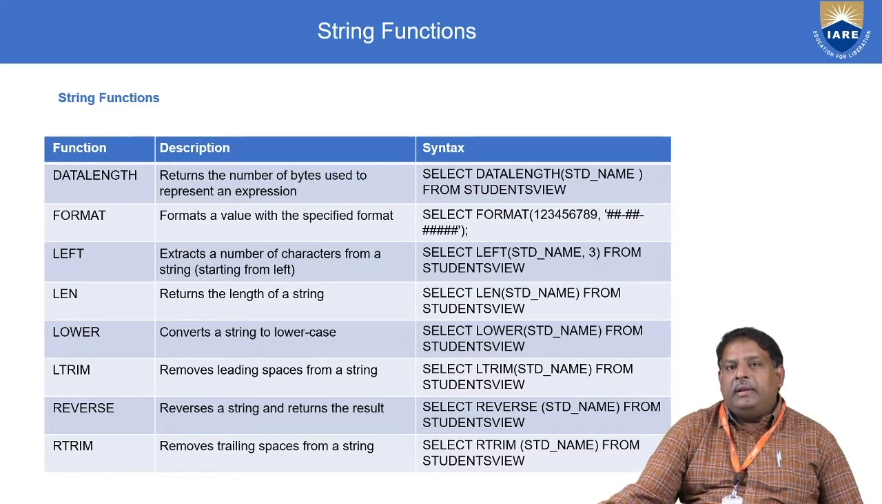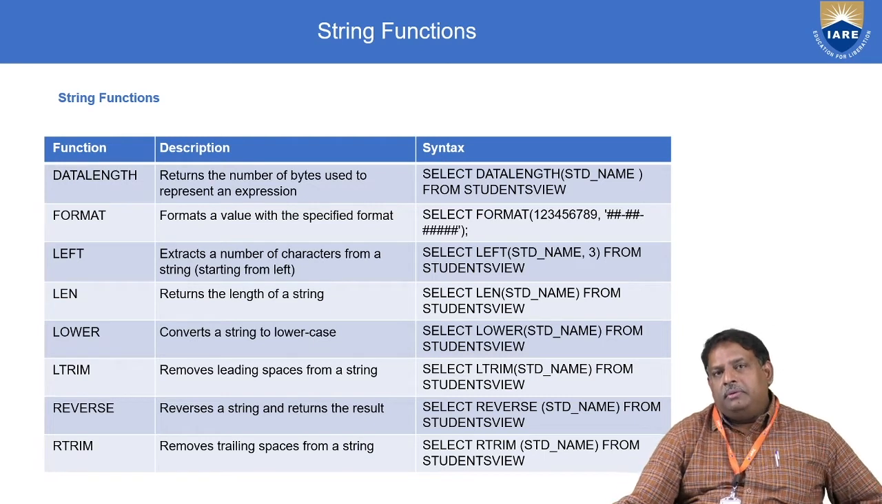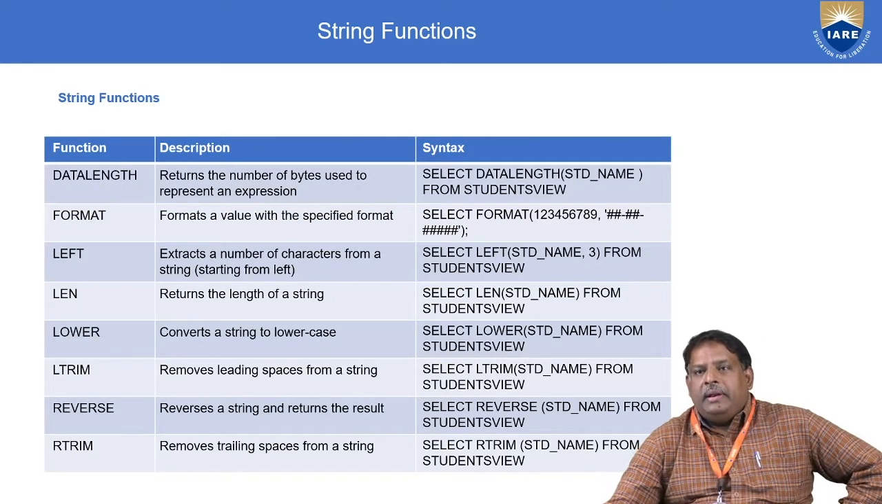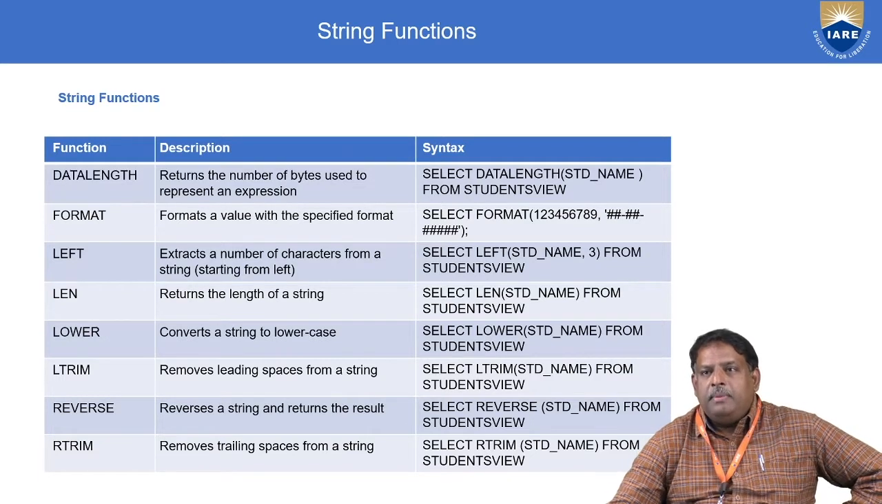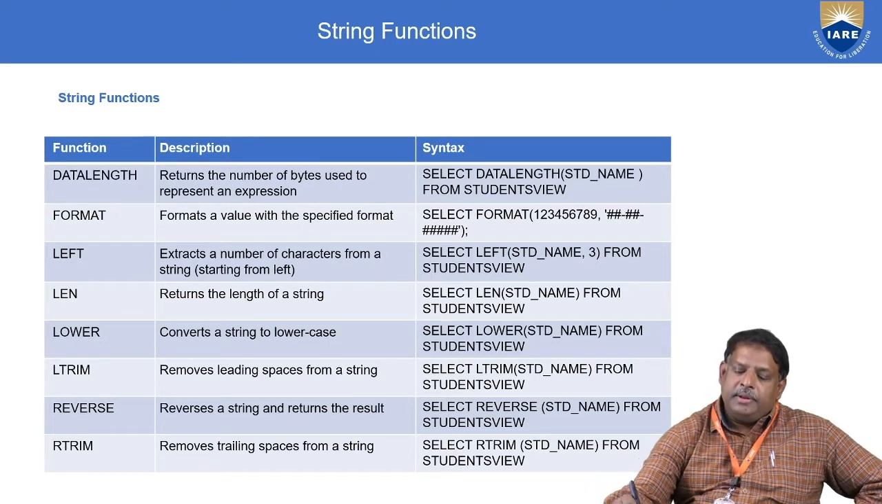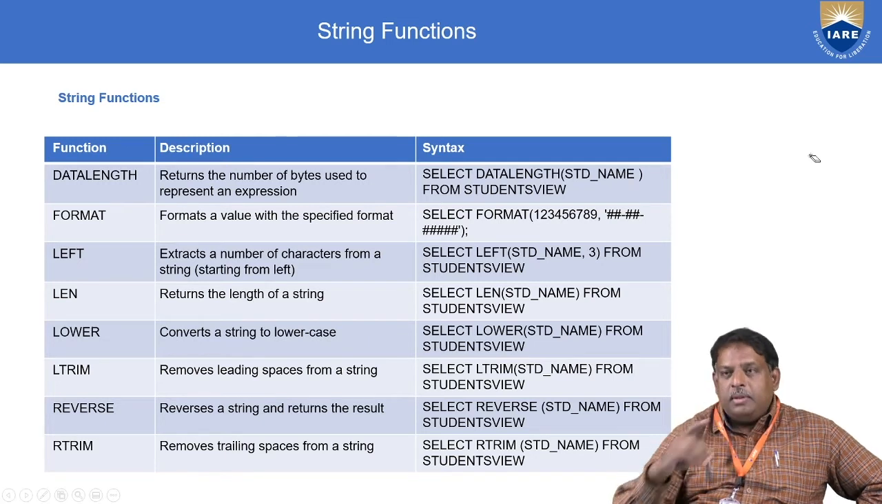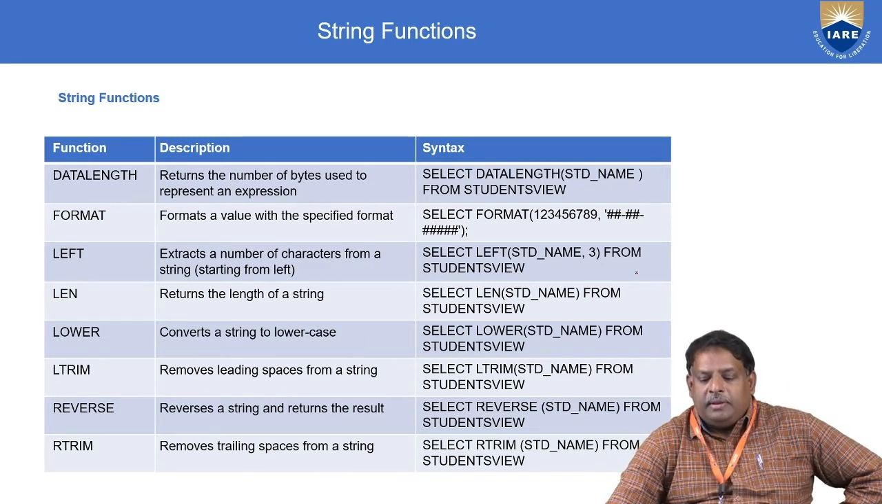Similarly, we have the LEN function, which is the length function. This is similar to DATALENGTH. It returns the length of the string. The syntax would be select LEN of std_name from the student view. This will give me the number of characters stored in each row of std_name. For example, Amin will give me 3, Amit will give me 4, etc. The value comes from using LEN, which is similar to DATALENGTH.